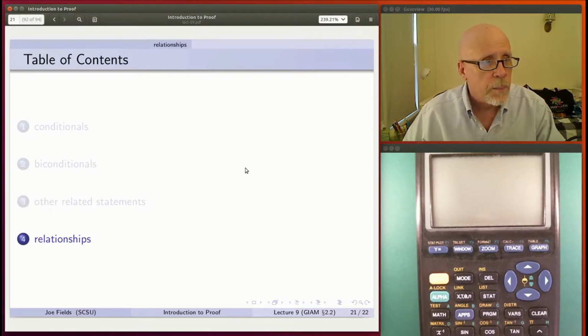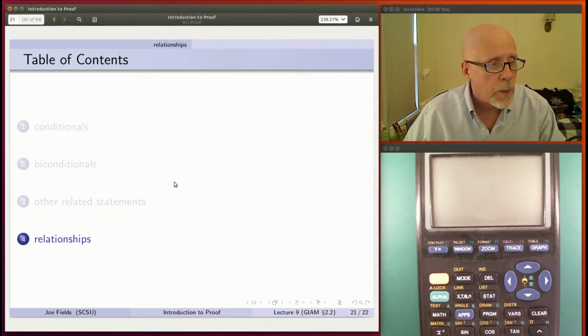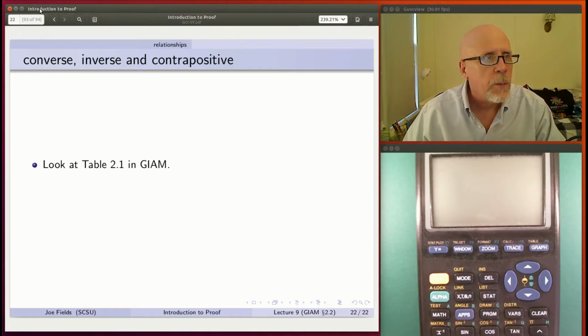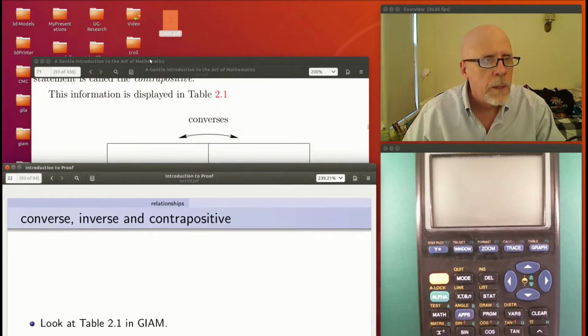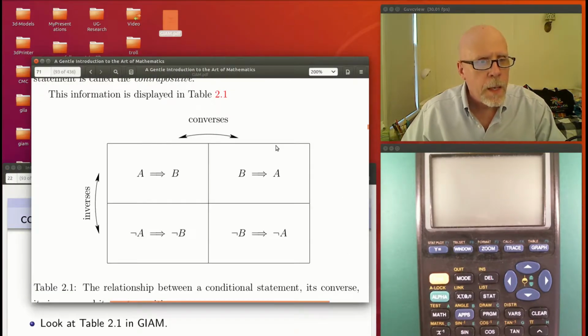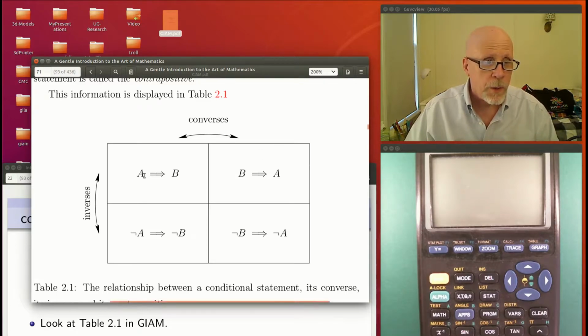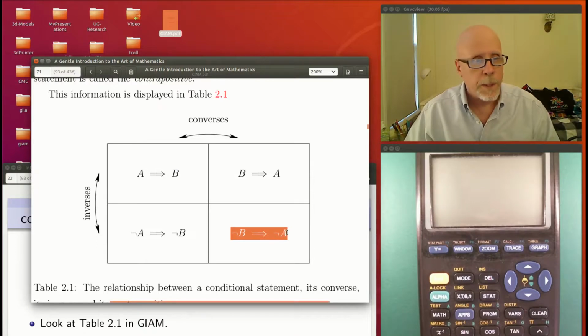Okay, so we're going to be done here very shortly. The last thing I need to look at is the relationships between these related logical sentences that we've been discussing. To do that, I want to look at table 2.1 in the General Introduction to the Art of Math. It's right here. All 4 sentences that we're used to are in this little table. The original sentence, A implies B, is up there in the upper left, and its contrapositive, not B implies not A, is in the bottom right.